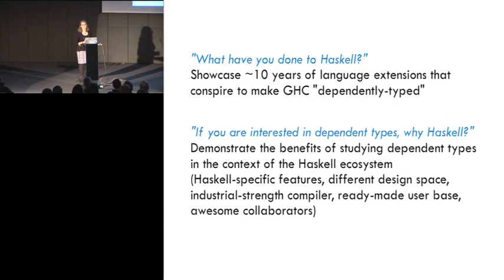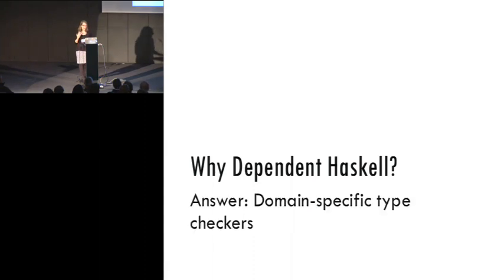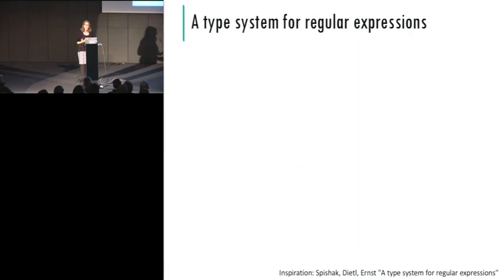Okay, so why am I interested in dependently typed programming in the first place? There are lots of answers, but my answer today is that I want to be able to create domain-specific type checkers. I want type checkers to check invariants in my program so that I don't have bugs. Those invariants might be tailored to the application that I have. The example I'm going to show you today is a domain-specific type checker. It's a library for regular expressions, but it has a type system that's going to work for those regular expressions.